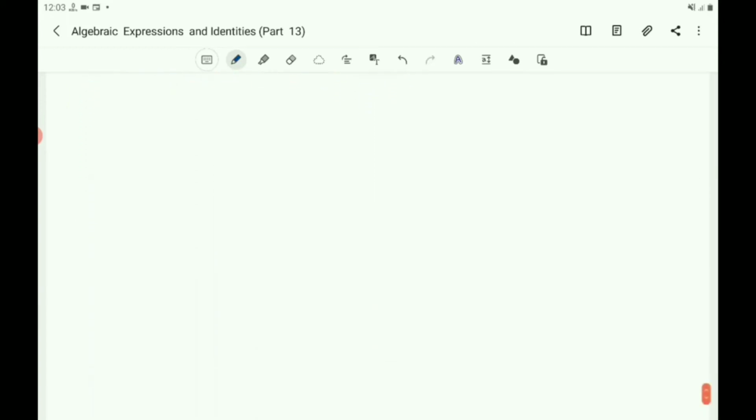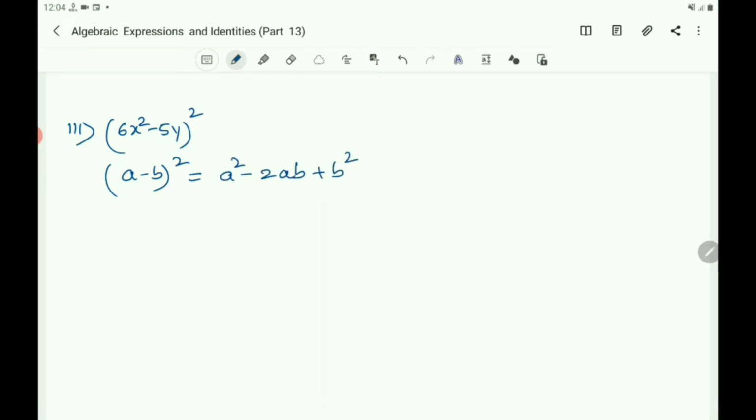Next you take the third one. Third one is 6x square minus 5y whole square. It is in the form of a minus b whole square. So you write the identity a minus b whole square equals a square minus 2ab plus b square. Then you write 6x square minus 5y whole square. In the place of a, there is 6x square. In the place of b, there is 5y.